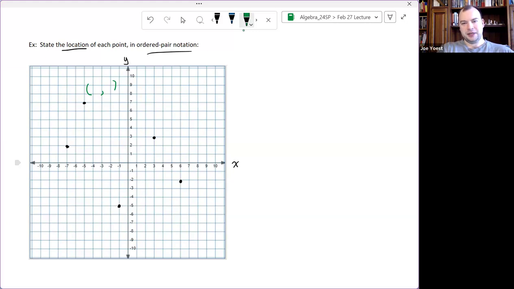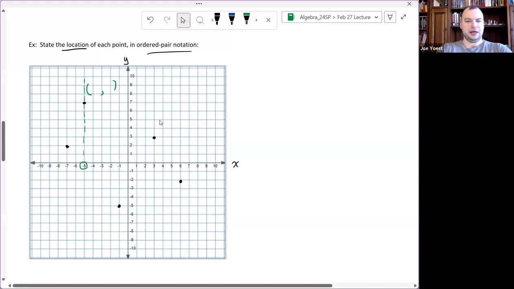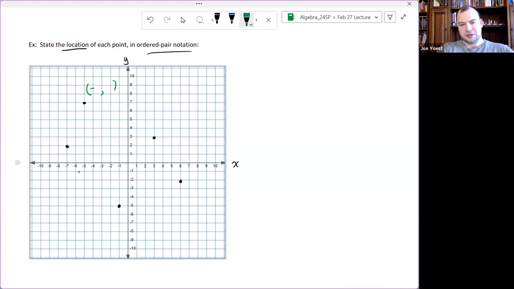I see if I go straight down to the x-axis, this is at location x equals negative 5. Let me erase these dashes. I just did that for scratch work, but my x coordinate is going to be negative 5. And then if I go straight over to the y-axis, that's y location positive 7.